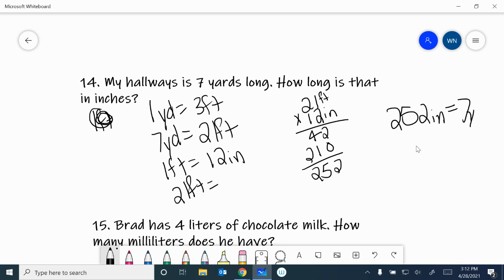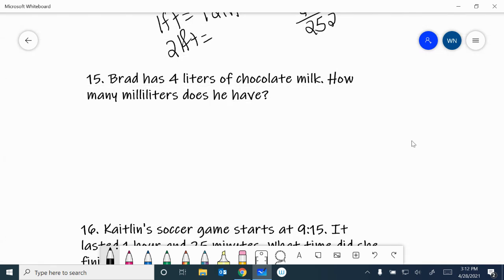inches equals 7 yards. Number 15, go work it out. Brad has 4 liters of chocolate milk. How many milliliters does he have?